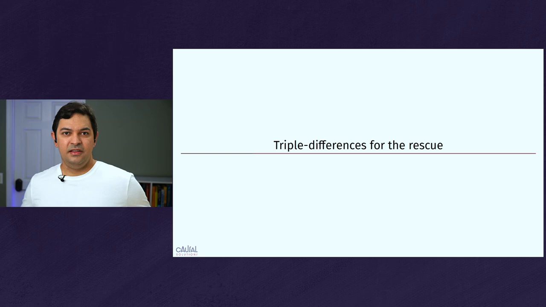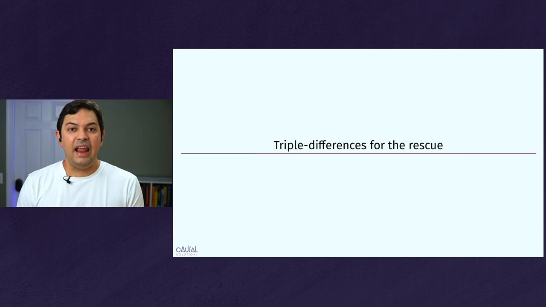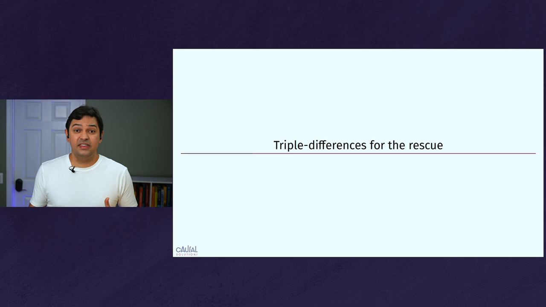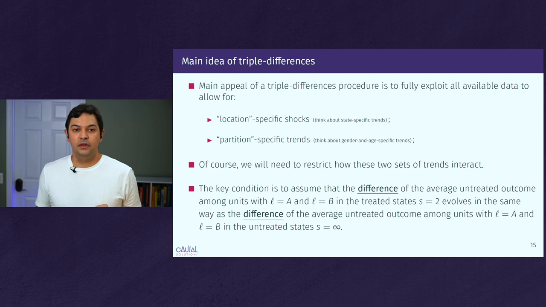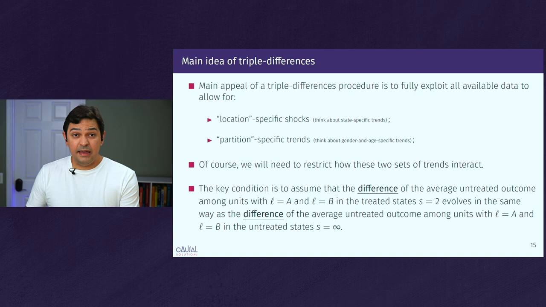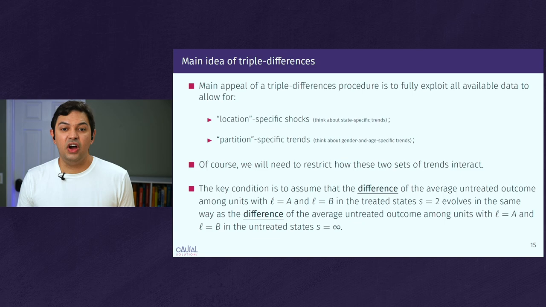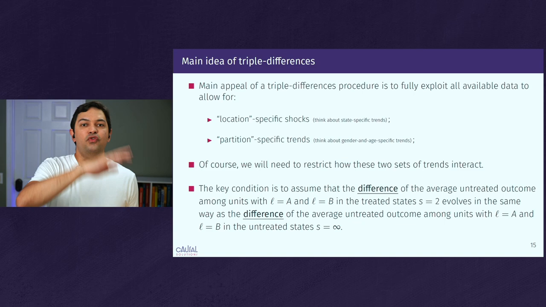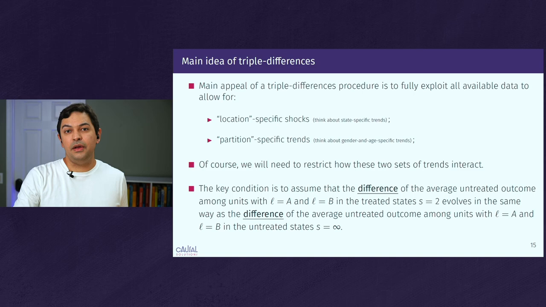So we're going to be able to somehow relax some of the assumptions that we were making before, and leverage this very specific setup, this very specific scenario, where I have to satisfy two criteria to actually be treated. So this is triple differences coming to the rescue. This is the heart, the appeal of triple differences. The idea here is that I want to allow for location-specific shocks, so state-specific shocks. At the same time, I want to allow for partition-specific trends or partition-specific shocks. Think about gender and age-specific trends. I want to allow both things happening at the same time. Of course, this is not magic. I'm not going to be able to allow for arbitrary state-specific trends that interact arbitrarily with gender and age-specific trends.